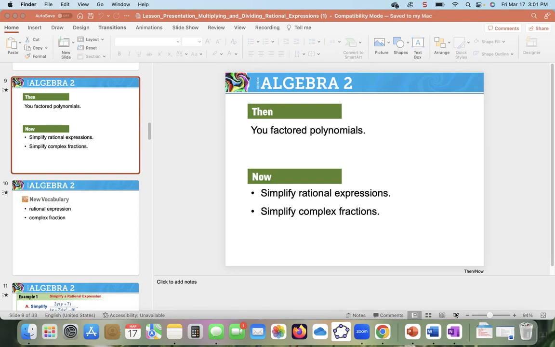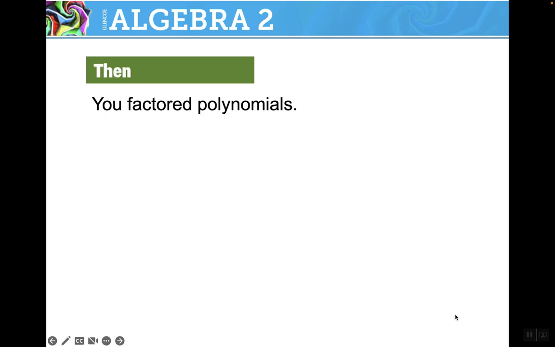Hi guys, we're starting chapter 7 today, so this is 7.1. It's kind of a long PowerPoint, but I'll try to get through it as quickly as I can.